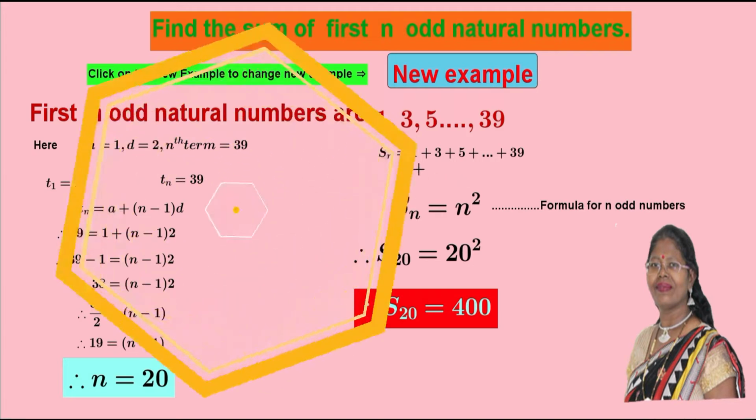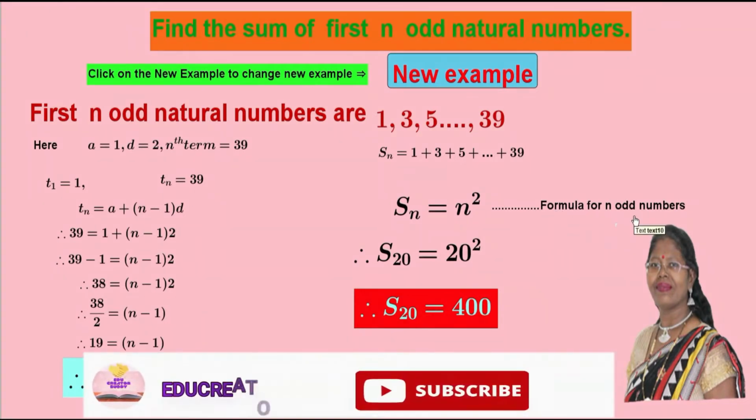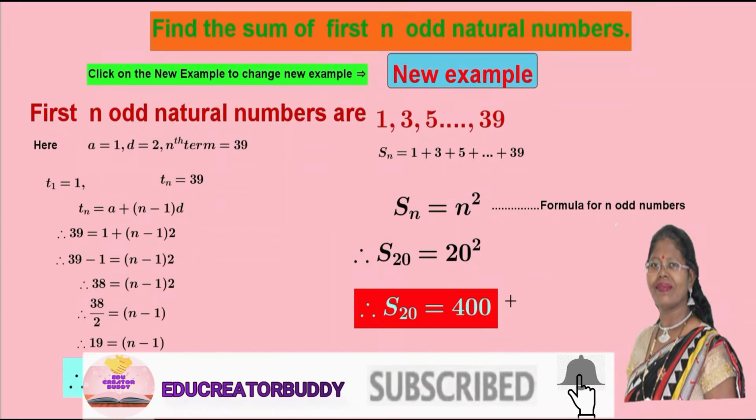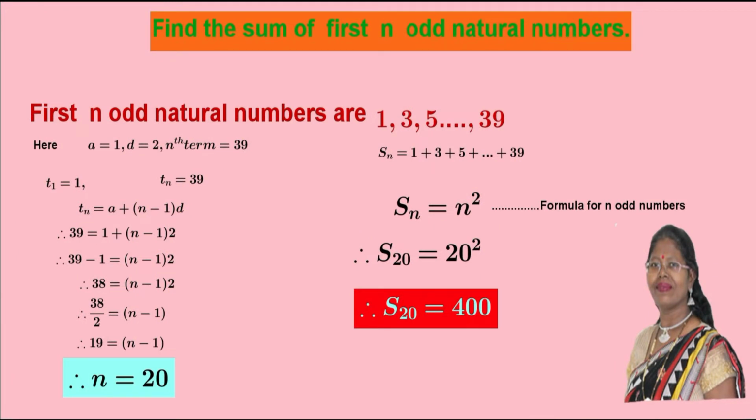Sn is equal to 1 plus 3 plus 5 up to 39. Therefore, Sn is equal to n square, the formula for n odd numbers. Therefore, S20 is equal to 20 square. You know the square of 20 is 400. Therefore, S20 is equal to 400. In this way, you can practice lots of examples.